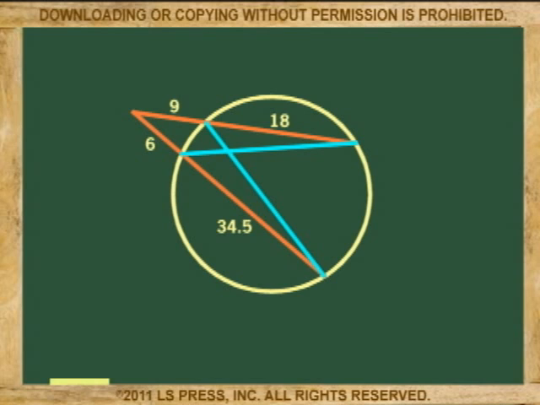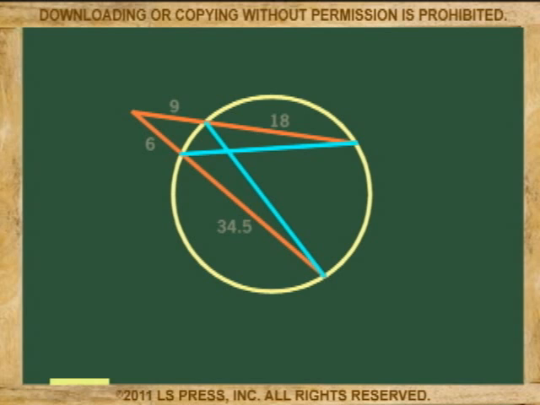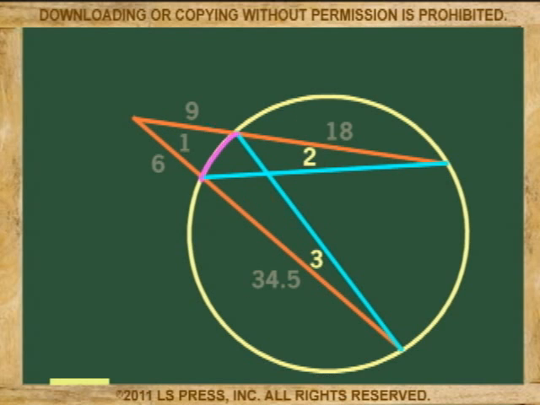Well, by drawing auxiliary segments that form the two similar triangles in question. These two triangles in the two secant combinations are similar. Again, we have to find equal angles. In this case, the two triangles share the same angle here. So angle 1 is equal to angle 1, and angle 2 is equal to angle 3, because they are inscribed angles intersecting the same arc.